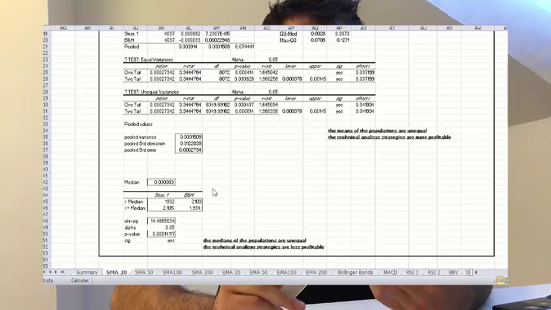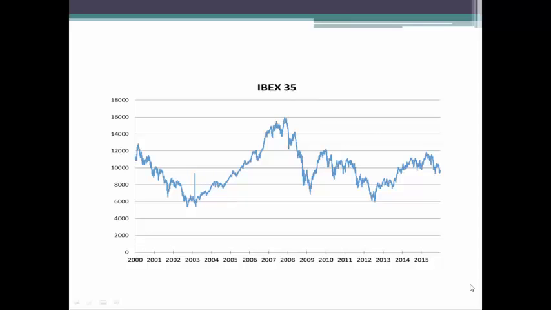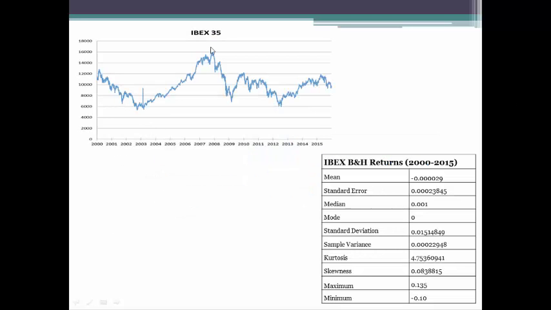Now the core structure of the research has been described. Let's focus our attention on the empirical results. As portrayed in the graphic and in line with the Spanish economy, the IBEX 35 was slightly below the level it had at the beginning of the millennium. As a consequence, the average daily return the buy and hold strategy would have obtained in the period would be slightly below zero.